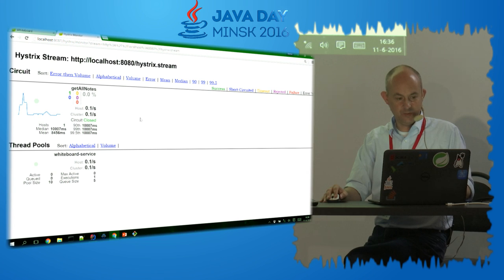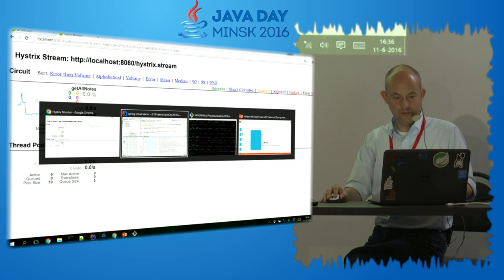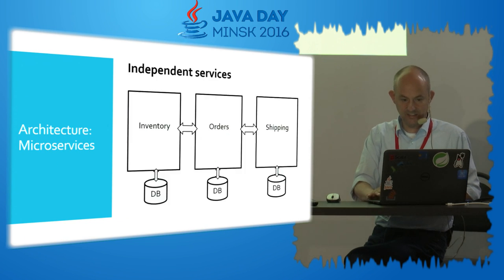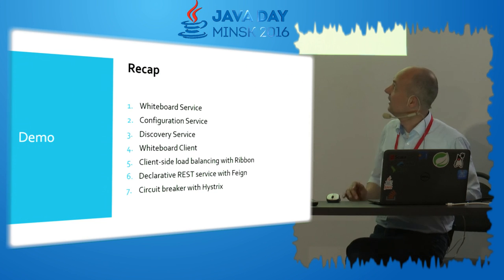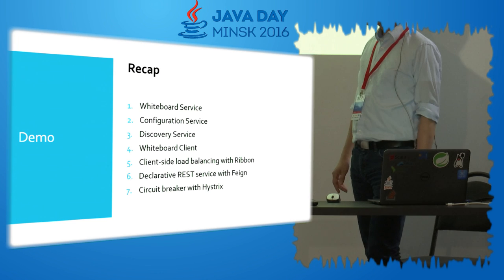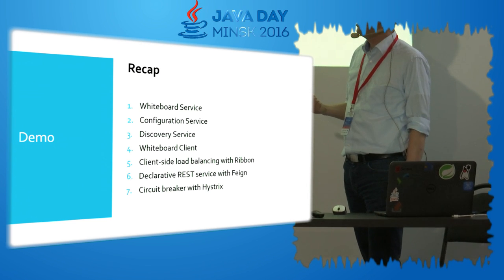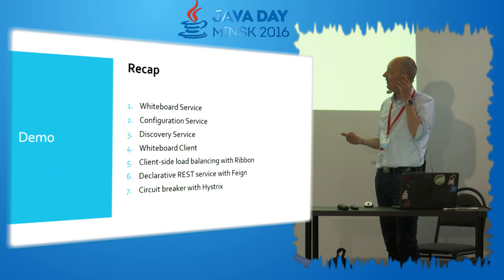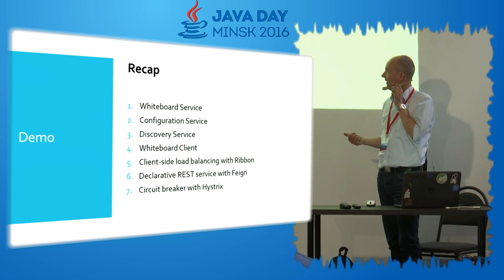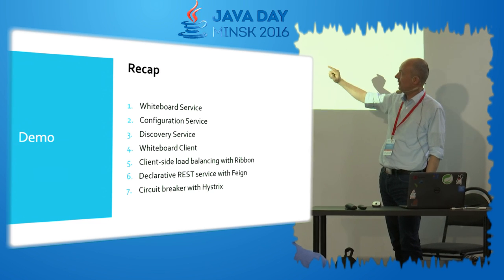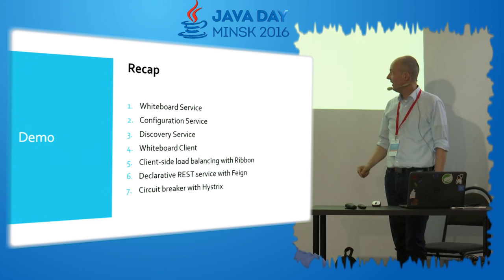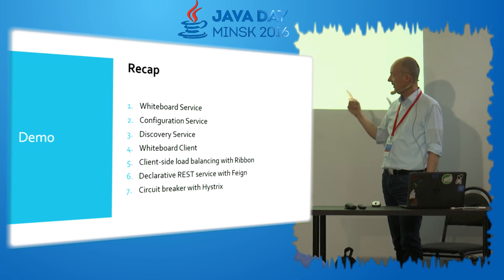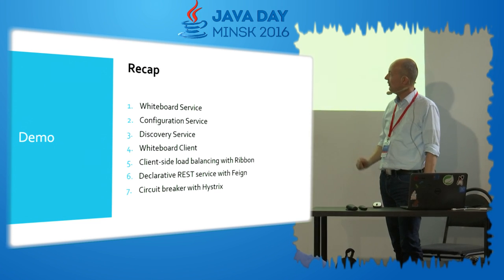So that was what I wanted to show you for the demo. I have a few more slides to wrap up. In the demo we saw the following steps. I first made a small Spring Boot microservice, the whiteboard service. Then we added the configuration service and the discovery service. Then we added this small client application, which looks up the whiteboard service through the discovery service. Then we added client-side load balancing with Ribbon, and a declarative REST client using Feign. And then we had the circuit breaker using Hystrix.